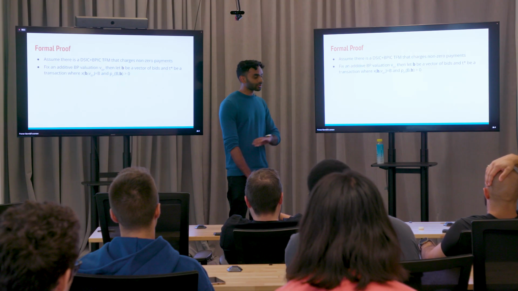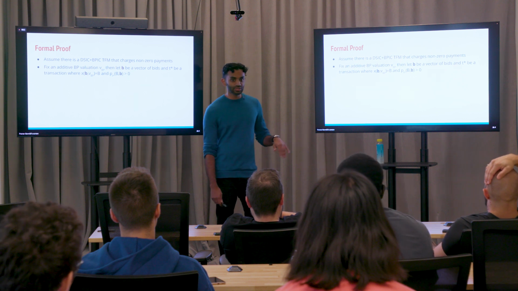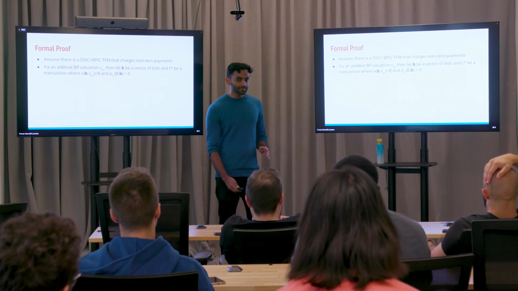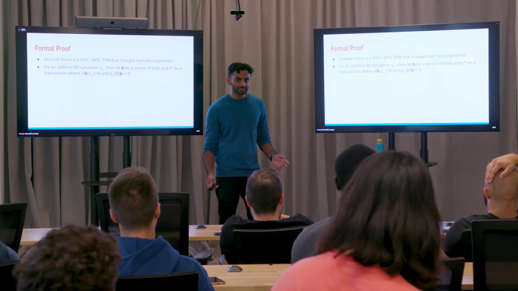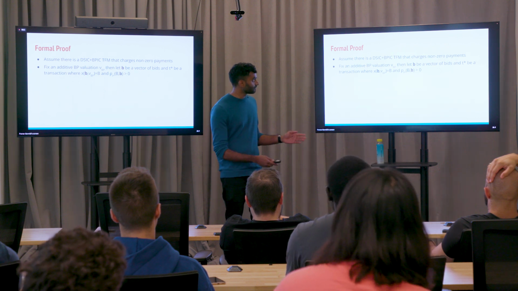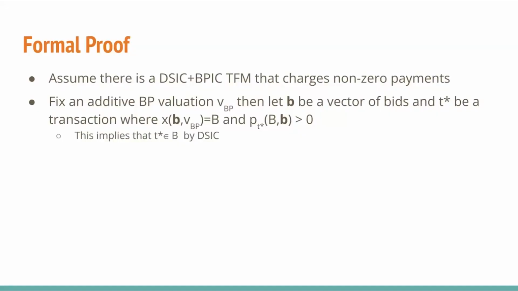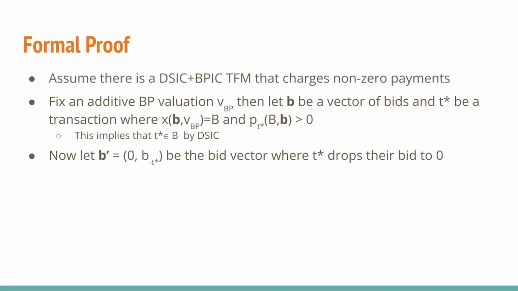And so we know that there must be some combination of block producer valuation and bids where this happens, or else our TFM would always be charging 0. So this is where we just picked one by assumption that exists. And so by DSIG, this means that the transaction must be included in the block, right? If the transaction is paying, it better be included. Otherwise, they might as well just bid 0 and not be included and not pay, as a utility-improving deviation.